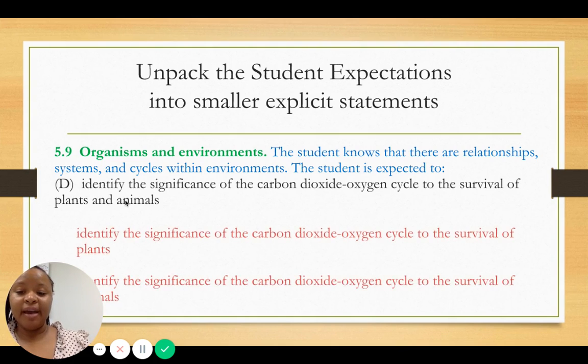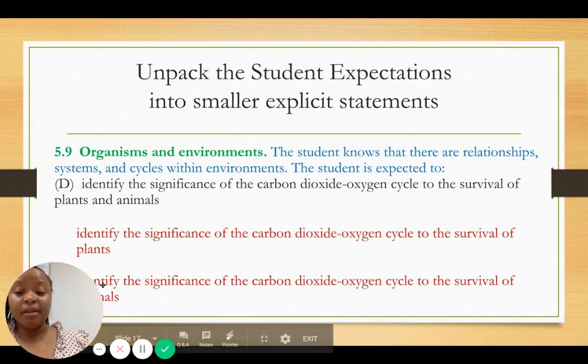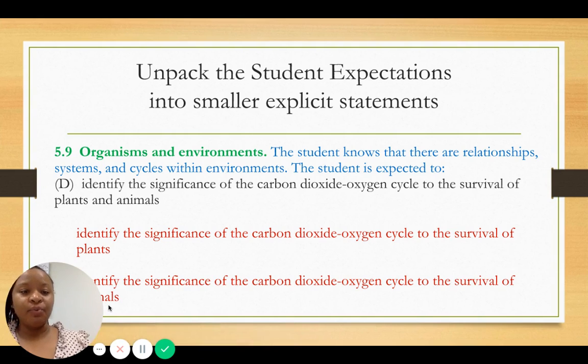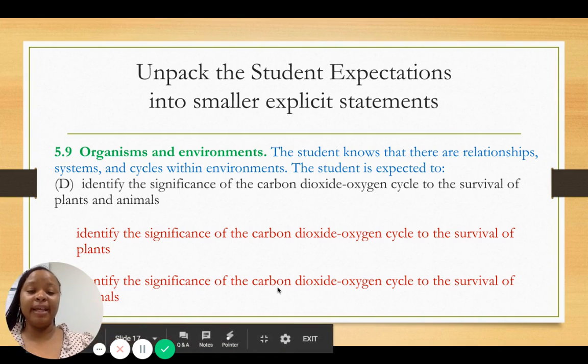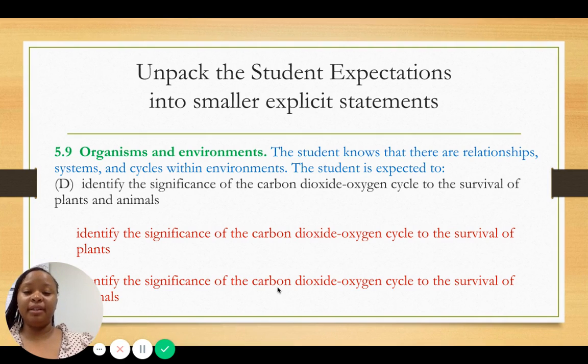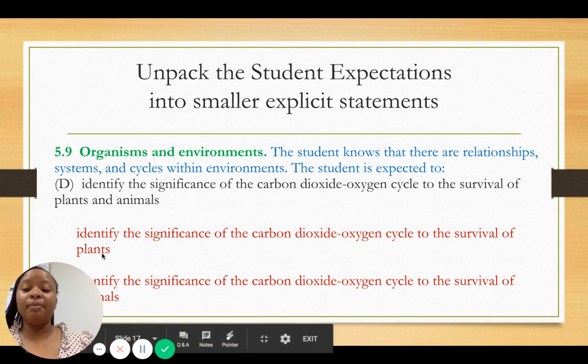So when I break it down, it looks like this. I'm identifying the significance of the carbon dioxide oxygen cycle to the survival of plants, but I'm also identifying the significance of the carbon dioxide oxygen cycle to the survival of animals. So when I develop my lesson dealing with this particular SE, I need to make sure that I'm focusing on plants, but I'm also focusing on animals.